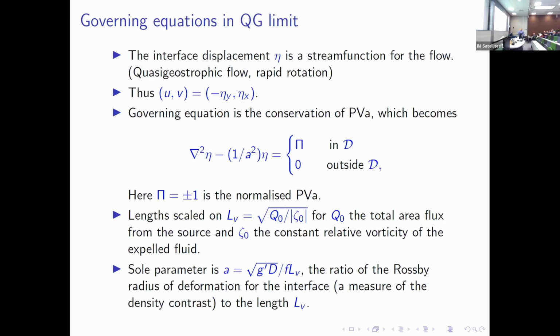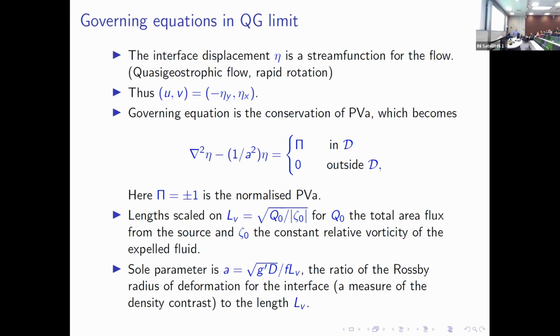So what are the governing equations? Well, I think we've already said that the momentum equations just say that the interface displacement, our eta, is going to give us a stream function. The potential vorticity in this limit just becomes the modified Helmholtz operator. It would be just the Laplacian as in Euler, but in fact we get an extra term because of the deviation of the surface. So it's really just the modified Helmholtz operator.